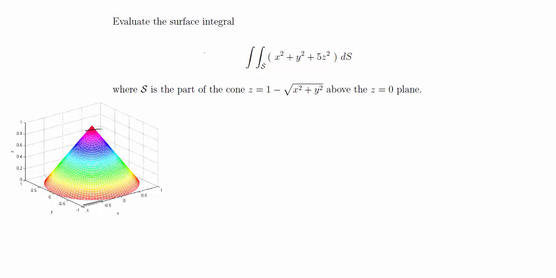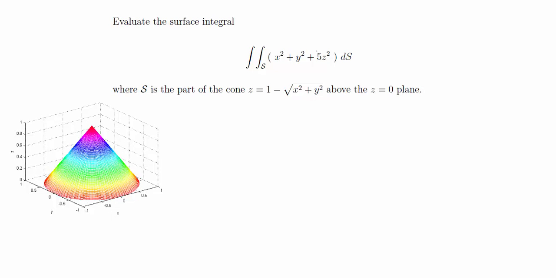Here we have another example of a surface integral problem where the surface in this case is a part of a cone above the xy-plane. If we're familiar with surface equations, we can tell just by looking at the equation that this is going to be a downward facing cone that starts at z equals 1 and goes to z equals 0, and the radius will just go from 0 to 1. So I have that plotted there.